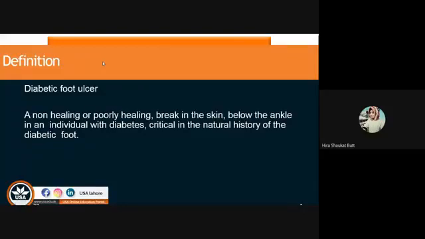So what is the definition of diabetic foot ulcer? Obviously, an ulcer is always a non-healing or poorly healing wound. So a diabetic foot ulcer is defined as a non-healing or poorly healing break in the skin, which is commonly present below the ankle in a patient with diabetes, and this is critical in the natural history of the diabetic foot. All right, so the basic criteria are that the person must be diabetic, and the ulcer must be present on an anatomical location which is below the ankle in most cases. So this is the definition of diabetic foot ulcers.